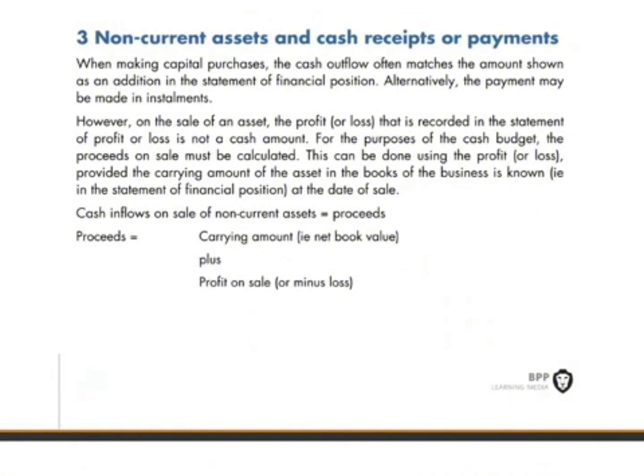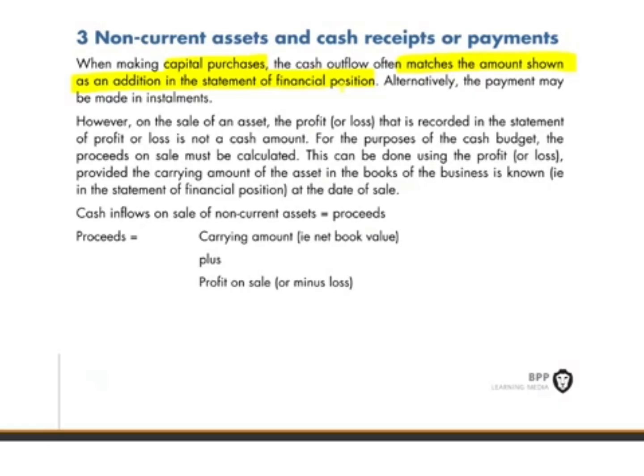Through the chapter, we've seen that when we are putting together a cash budget, we also need to include any expenses or cash outflows relating to the purchase of non-current assets. Now, the purchase of non-current assets is relatively easy to put into our cash budget because it's going to match the amount shown as an addition on the statement of financial position. We literally see what the addition is on the statement of financial position and just make sure that we haven't paid for that asset in installments. The amount overall is going to be the same.